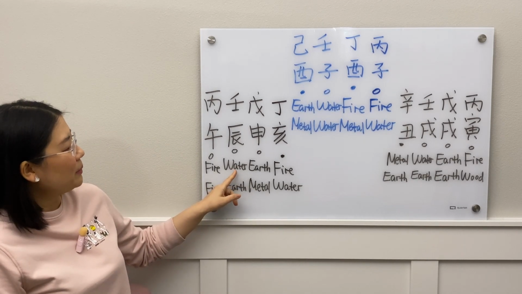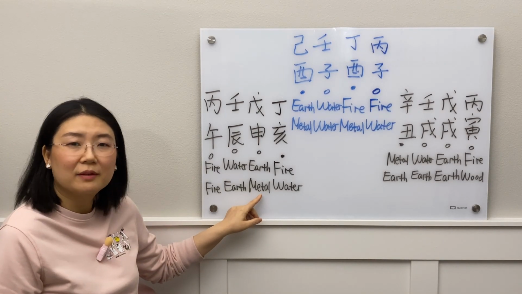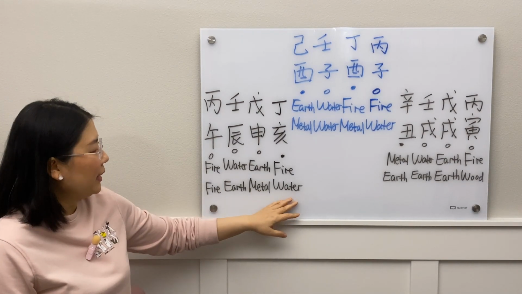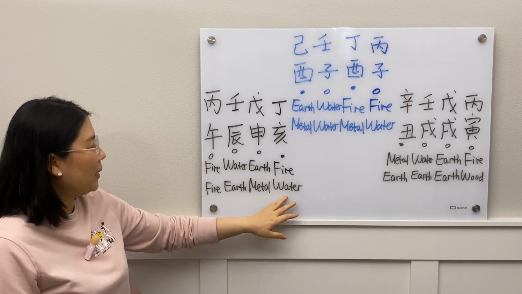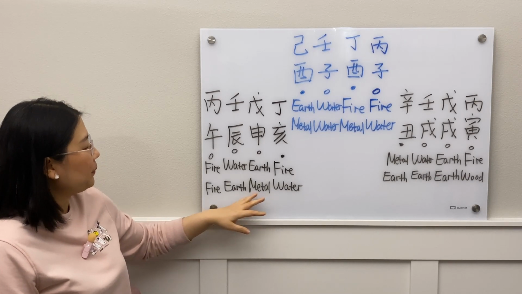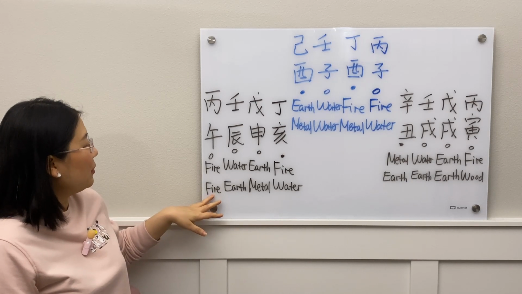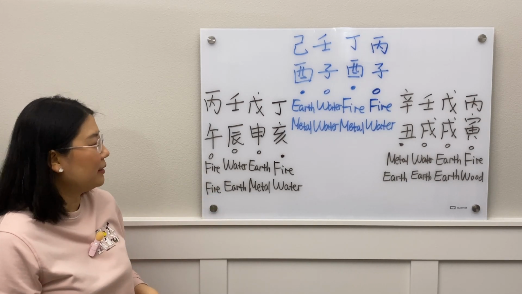This is a yang water person born in the Yin Metal month, which is the month of August. So you have an annual pillar of yin fire and water. The monthly pillar is a yang earth and metal. The daily pillar is a yang water and earth, and the hourly pillar is a yang fire and fire.